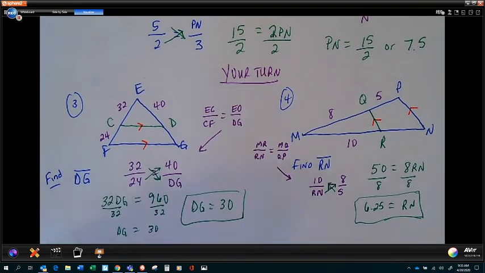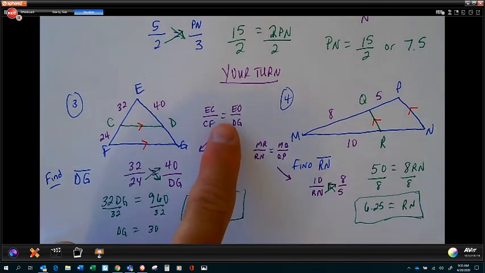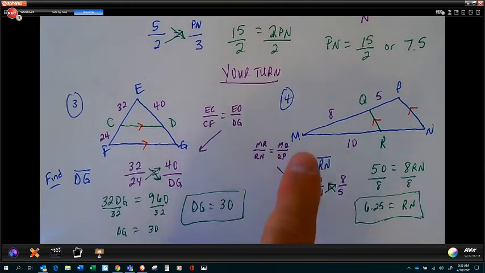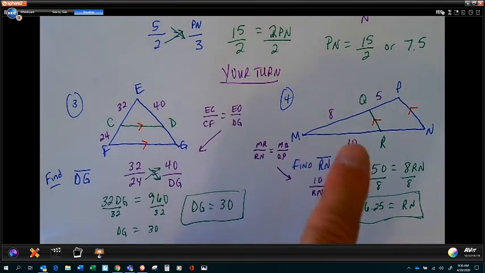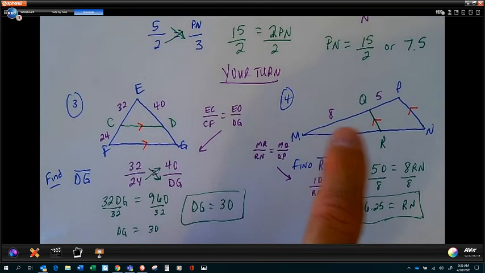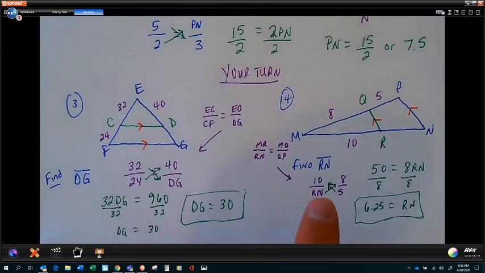And there she blows. Again, setting it up as the proportion, filling in the numbers, solving for x, or in this case DG. 960 divided by 32 is 30. Same way with this one. Setting up the proportion, MR is to RN as MQ is to QP. Substituting the numbers in, solving for x, or in this case RN, cross multiplying and coming up with 6.25.